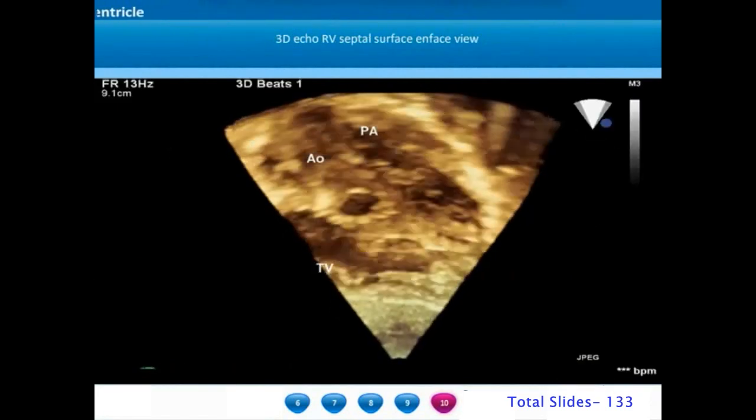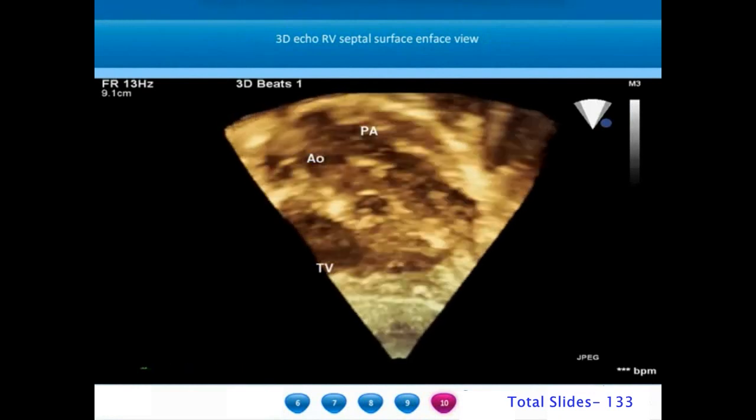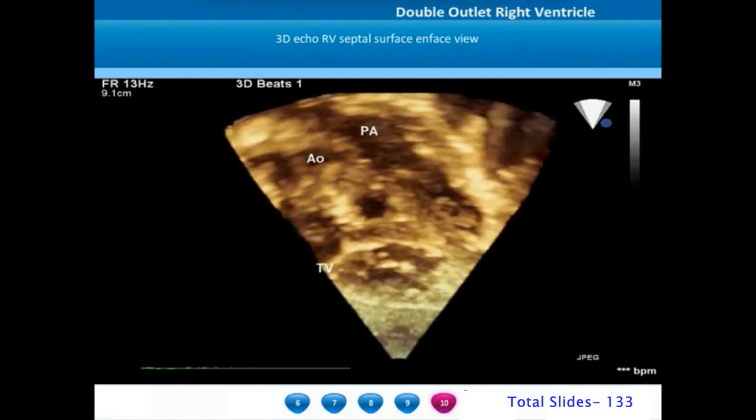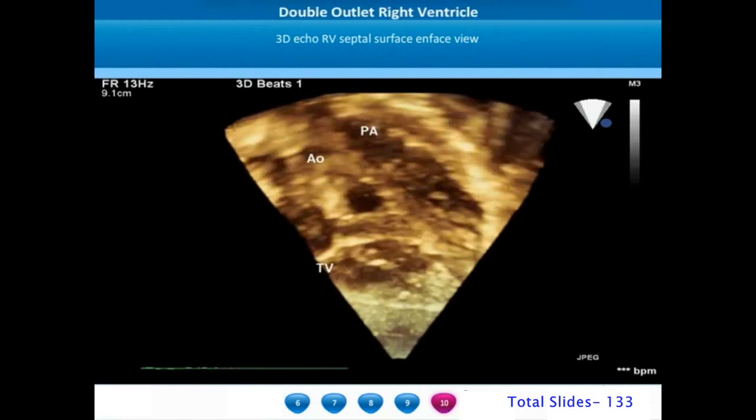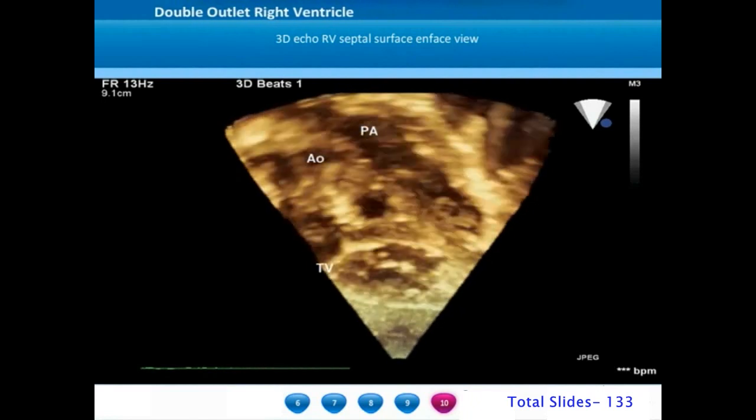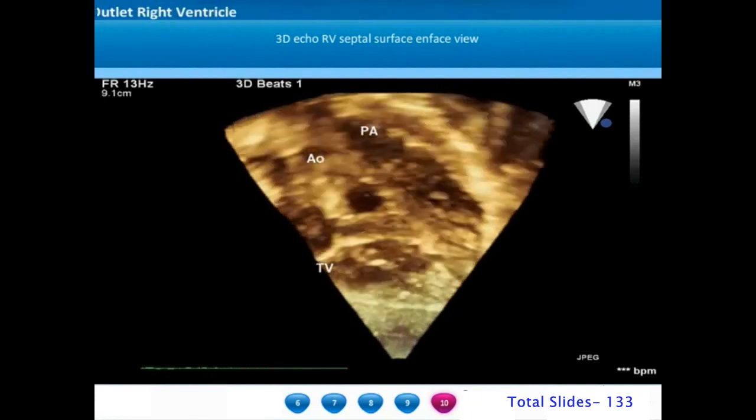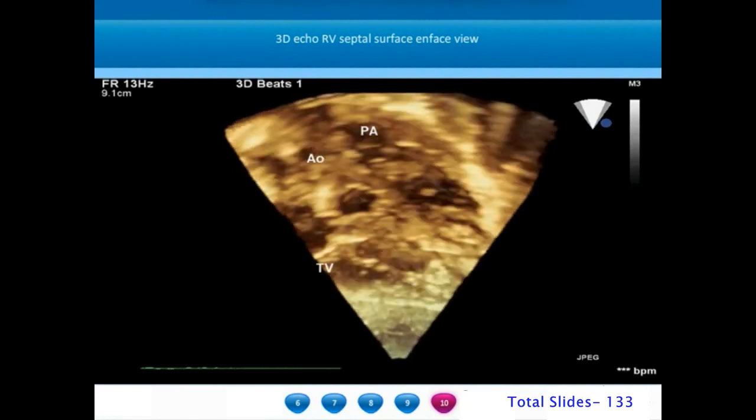In this clinical example, when we do the 3D echocardiogram and crop off the entire right ventricular anterior free wall, we visualize the interventricular septum, the right ventricular aspect en face. We can appreciate a thick septal band on the RV septal surface. You can see the tricuspid valve.